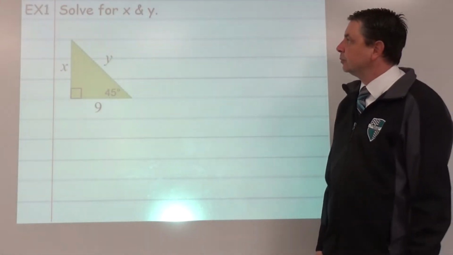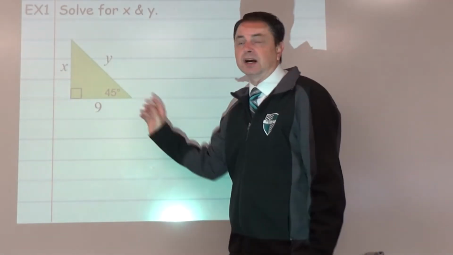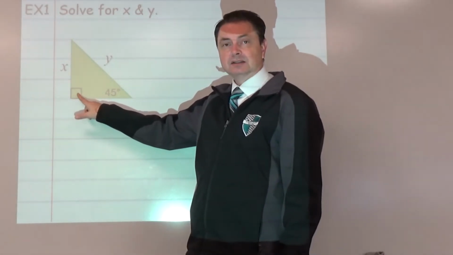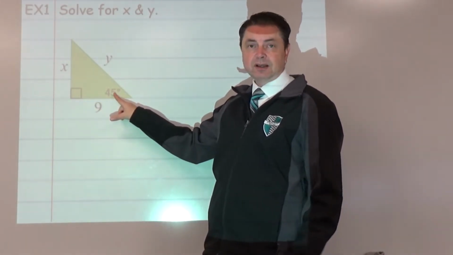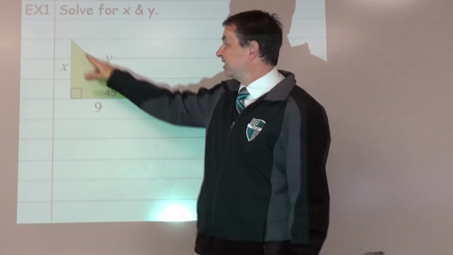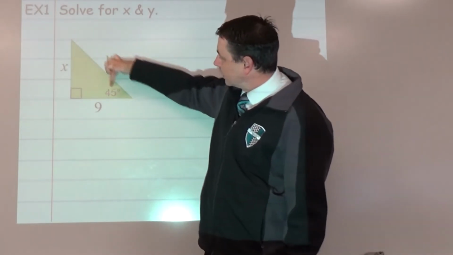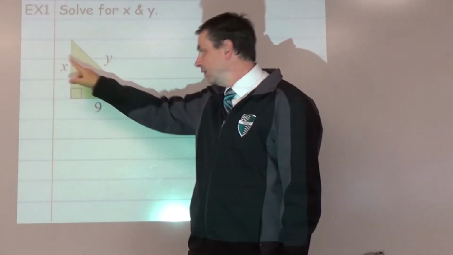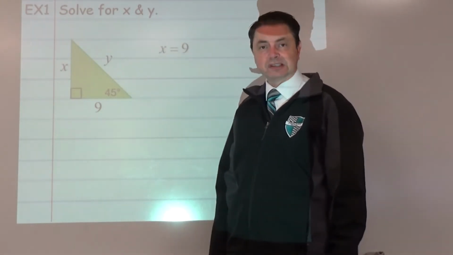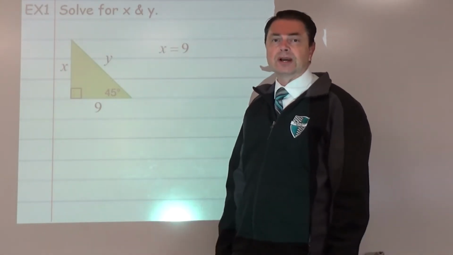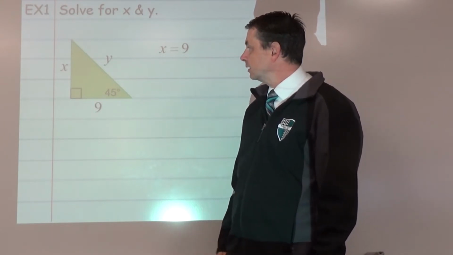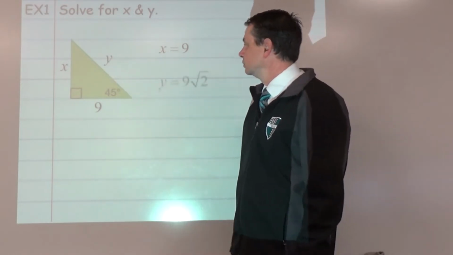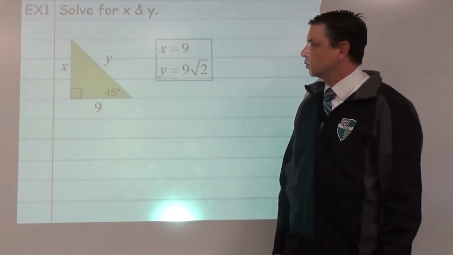Here's an example. Example number 1: solve for x and y. We've got a triangle. Is it a 45, 45, 90? Well, we've got the 90, and we've got a 45, and the triangle sum theorem tells us that the other angle is also 45. So we do have a 45, 45, 90. One of the legs is 9, so the other leg is the same length. It's an isosceles right triangle with two legs the same length. Then to get y, we just multiply by the square root of 2, so y would be 9 times the square root of 2.